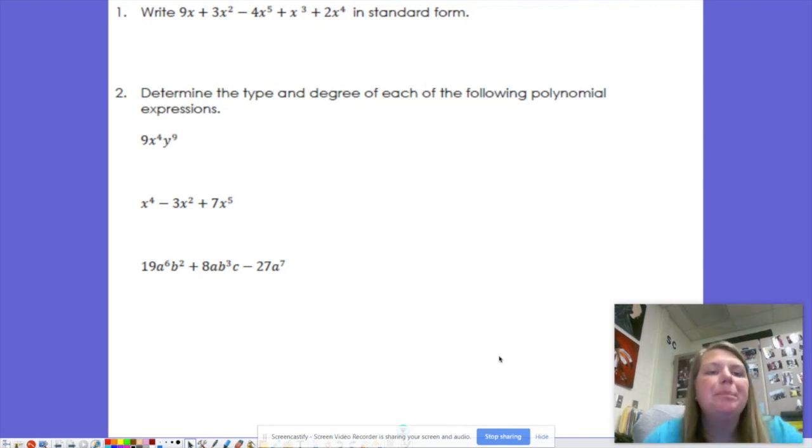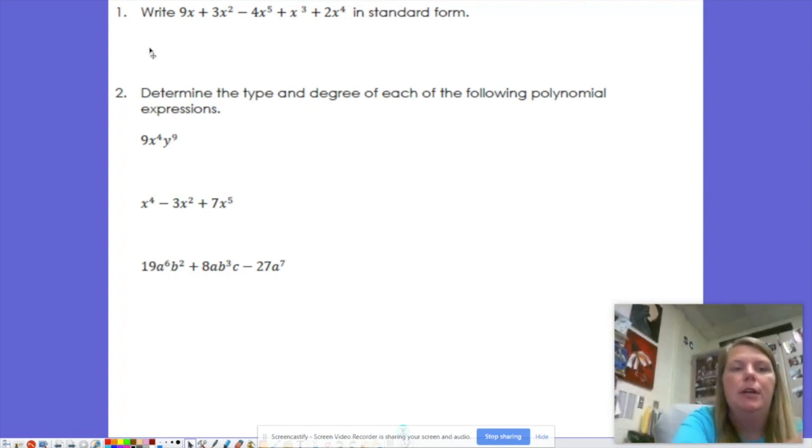So number 1, it says write 9x plus 3x squared minus 4x to the 5th power plus x cubed plus 2x to the 4th in standard form. In case you don't remember, standard form is when you list the expression with exponents from greatest all the way to least. So the greatest exponent here is an exponent of 5.